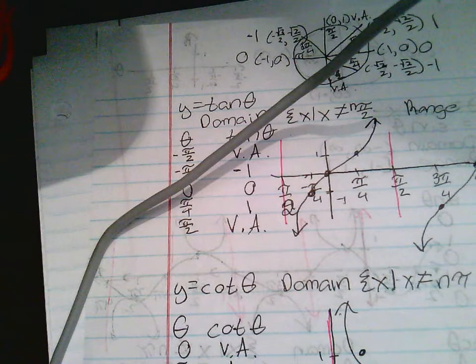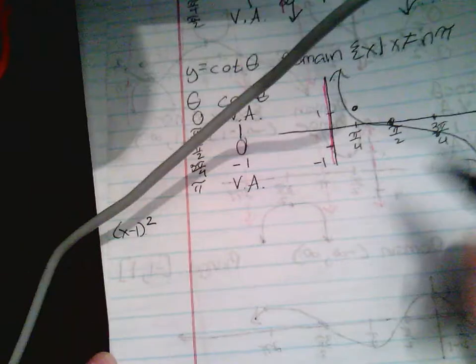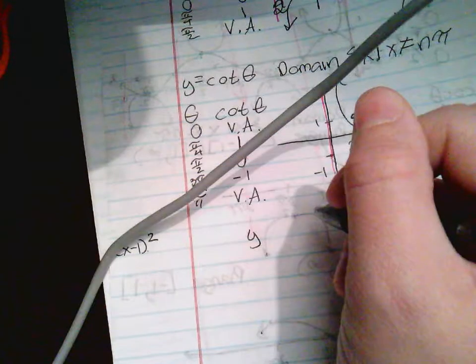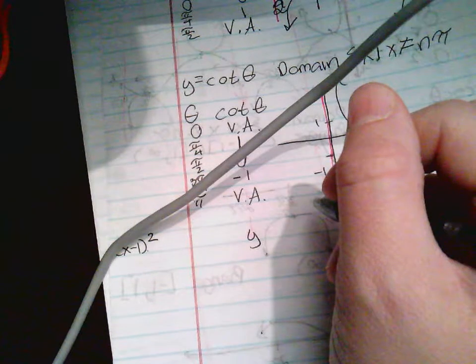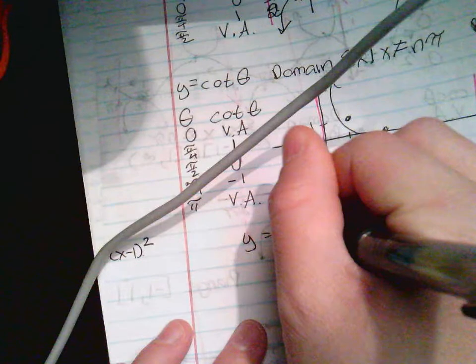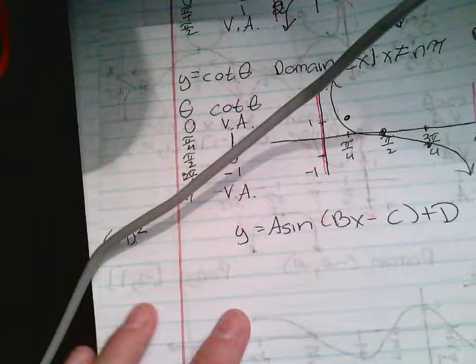There are 4 things you have to consider here. This works for any secant, cosecant, sine or cosine graph. So y equals a sine of bx minus c plus d. a is going to be the amplitude. The absolute value of a is the amplitude.